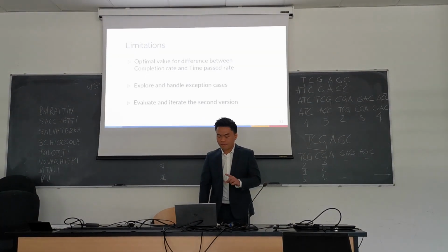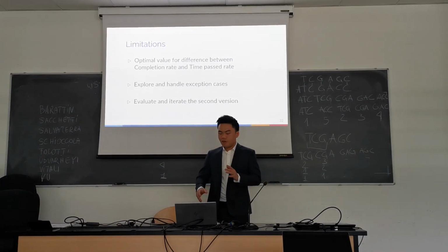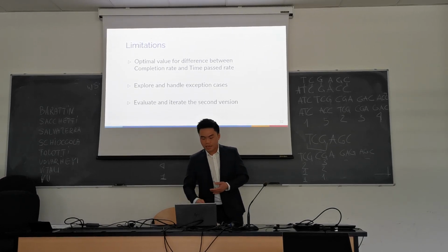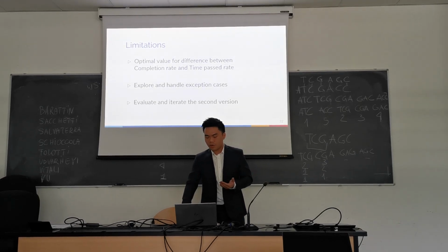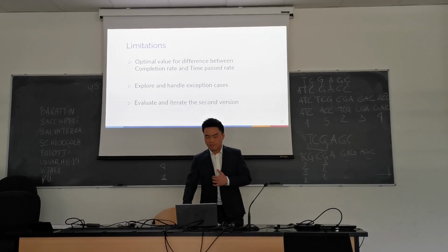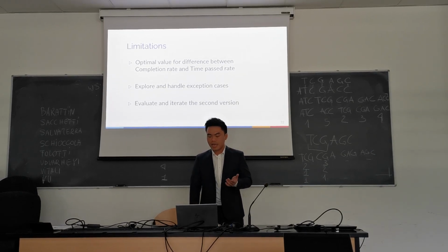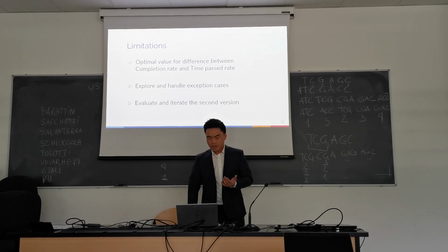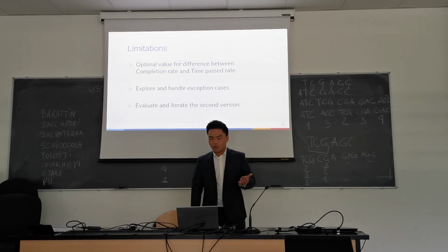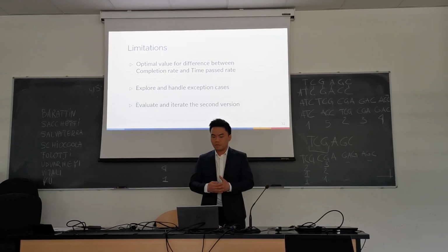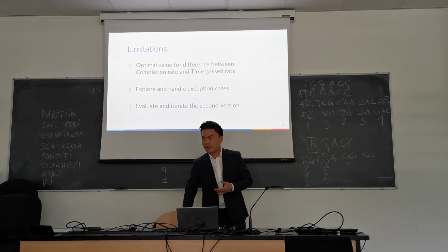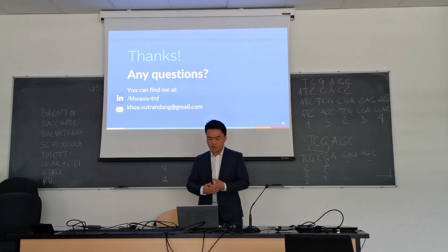I also want to identify some limitations. The optimal value for the ratio between time passed and completion rate can be consulted with the data office, because they have past data which indicates the successful projects. Besides, the exception cases should be explored more, and how to handle them. And lastly, there should be other iterations to get closer to the needs and the practice of the managers. So that's my presentation.